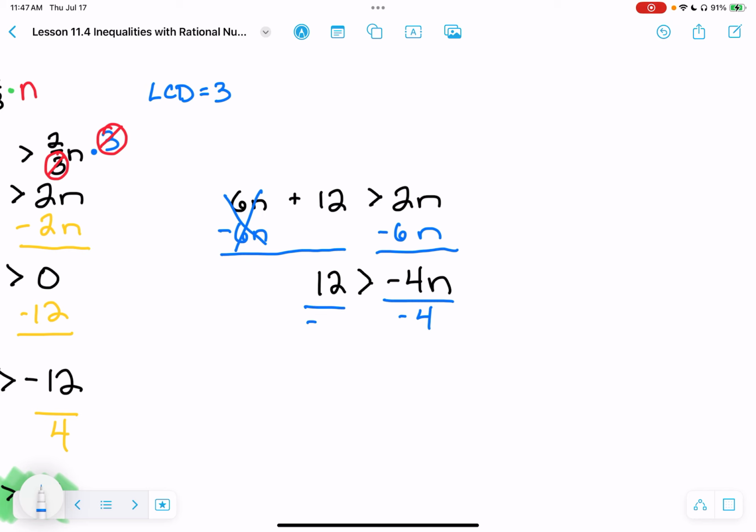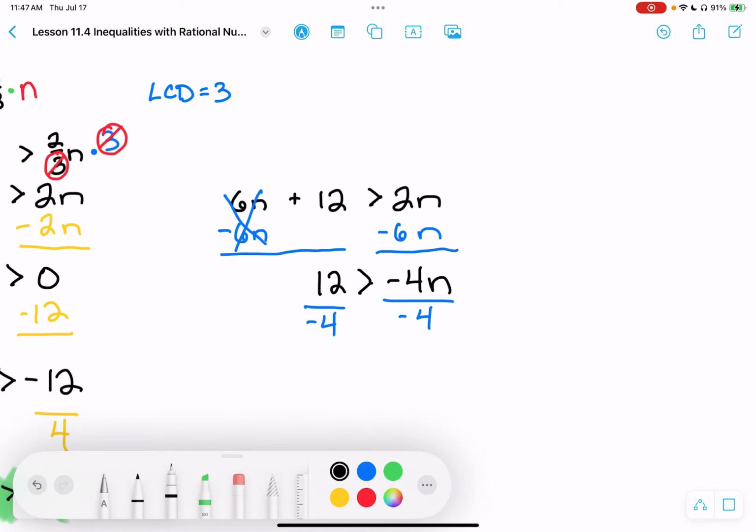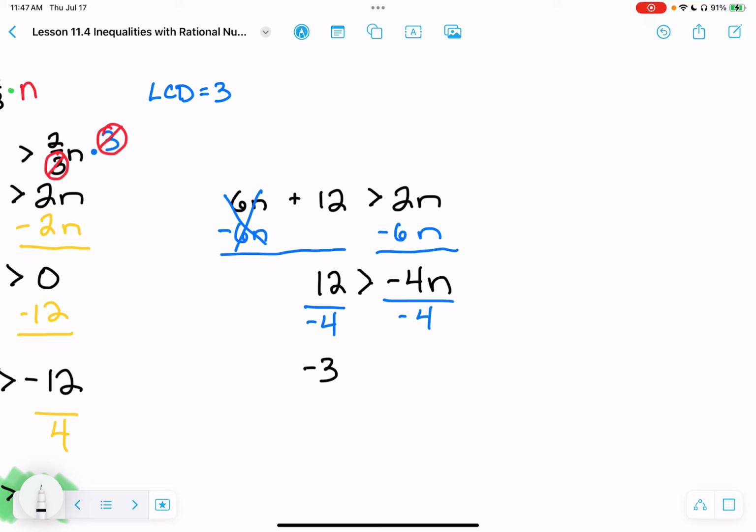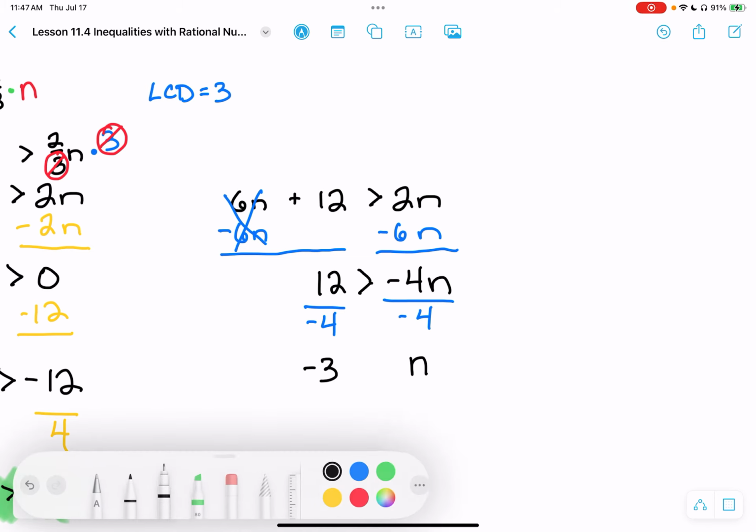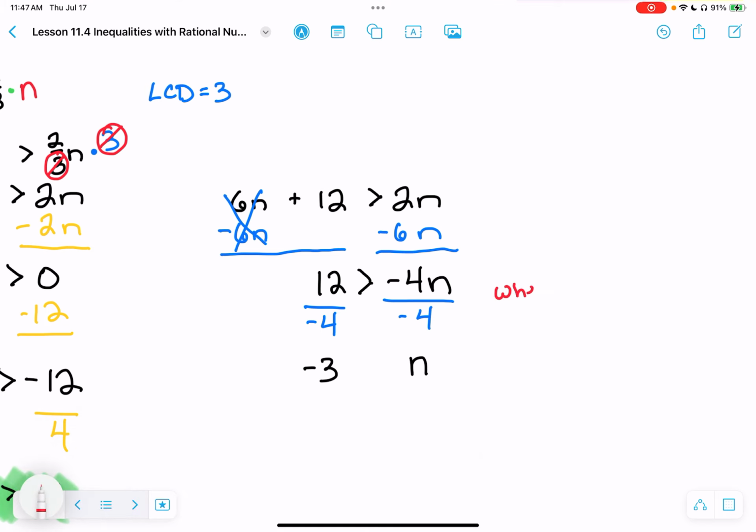You may already know this because it's something you cover in earlier math classes, but just so I make sure everybody knows, you do 12 divided by -4, which of course is the -3 that we expected. And over this side, -4 divided by -4 is just n. But the thing that I want to make sure everybody knows is that in an inequality, when you divide or multiply by a negative, the inequality flips.